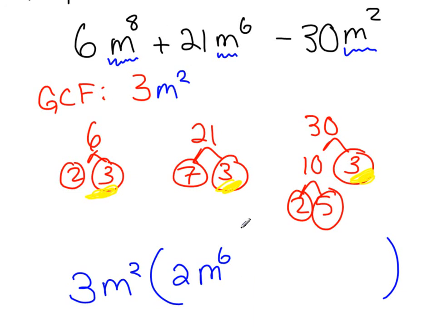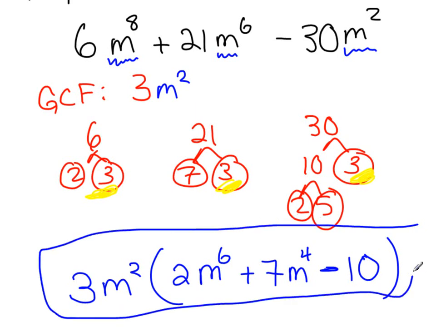And then plus, what times 3 will get us 21? It is 7. We have m to the 6. What times m squared will get us m to the 6? So we need 4 more m's. And then we have a minus sign here. 3 times what will get us 30? And look, we need m squared. We already have m squared, so we don't need any m's. So this is our factored form. And that is it for part 1.